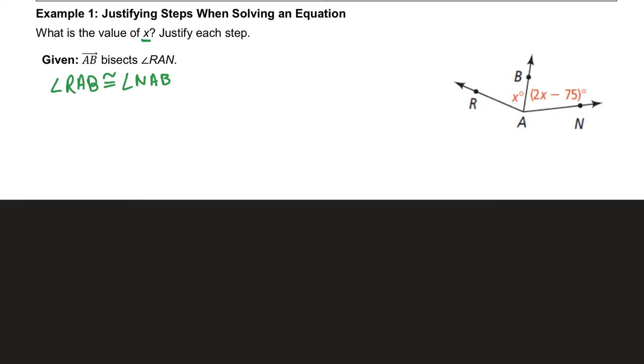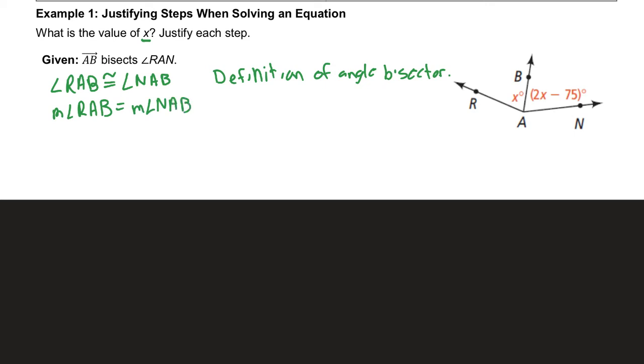And the reason I can say that, so this is all about statements and reasons. This is my statement that these two angles are congruent. My reason is, we talked about this earlier in the year, the definition of an angle bisector. A bisector creates two congruent angles, okay? And from that, I can say that the measure of RAB equals the measure of NAB. So we talked about that before. Congruent means equal measure. Oops, that was a G. That should have been a C. Congruent angles, using the symbol for angles, have equal measure.